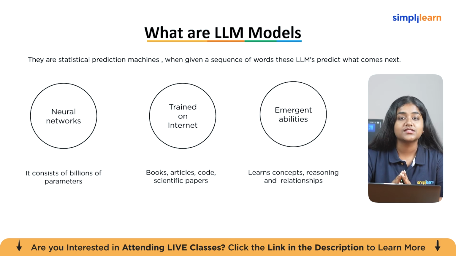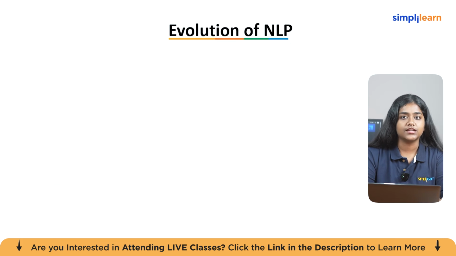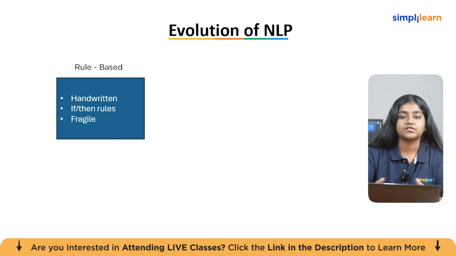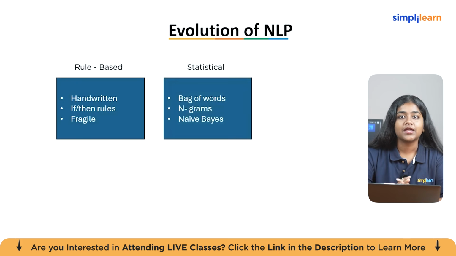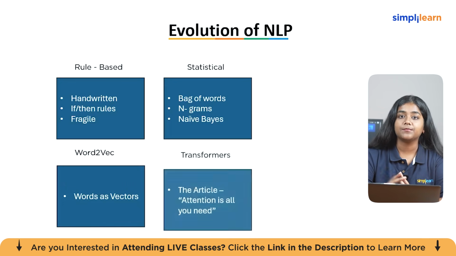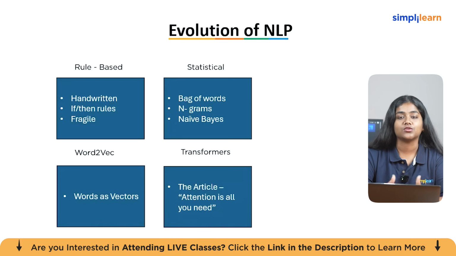So now that we understand this, let's look at the evolution of natural language processing. It all started in the early days with rule-based systems, where programmers would manually write rules such as: if the sentence contains X, then respond with Y. Then came statistical methods, such as bag of words models, n-grams, and Naive Bayes classifiers. The real revolution came with deep learning. In 2013, word2vec showed that you could represent words as vectors. Then in 2017, one paper changed everything: Attention Is All You Need. Google researchers introduced the transformer architecture. It is the foundation of every major large language model today.